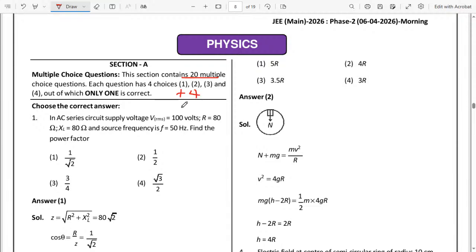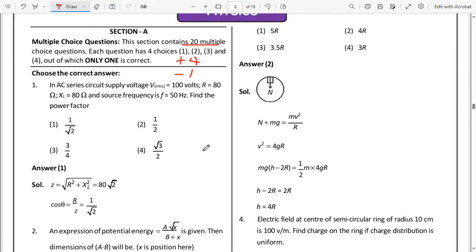If you choose wrong answer, you are going to lose minus 1 mark for these 20 multiple choice questions. Let us see the questions.